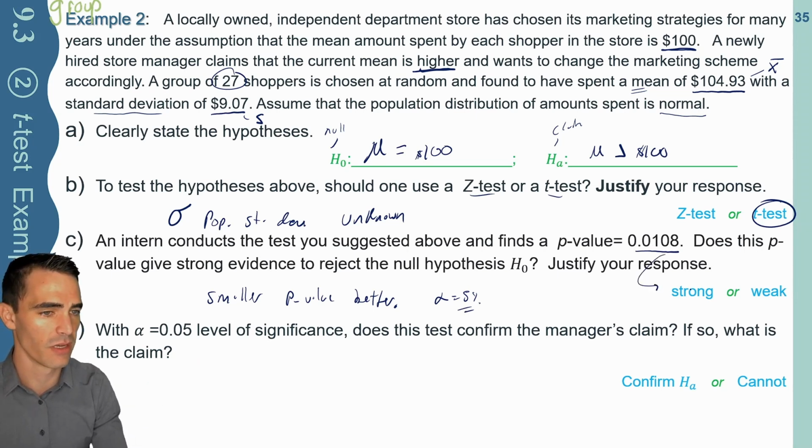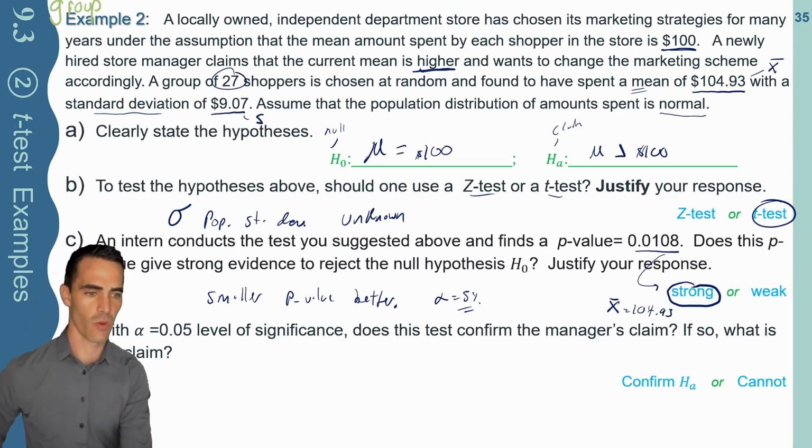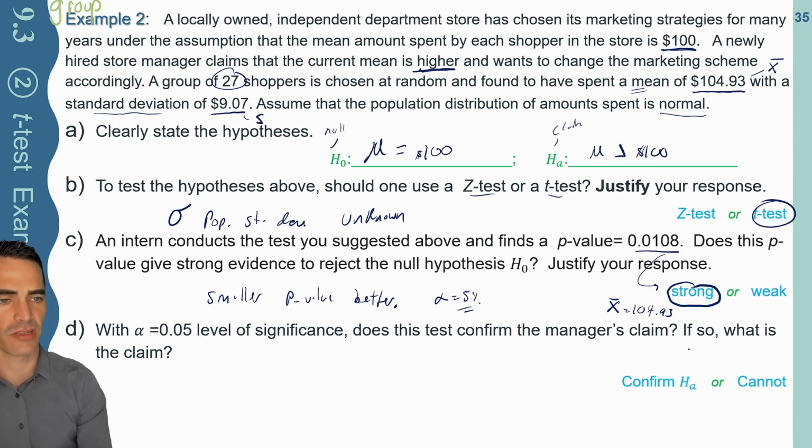This p-value indicates some strong evidence that the sample we gathered of $104.93 is strong evidence to reject that status quo. Let's actually get to it. With 5% level of significance, does this test confirm the manager's claim? If so, what is the claim?